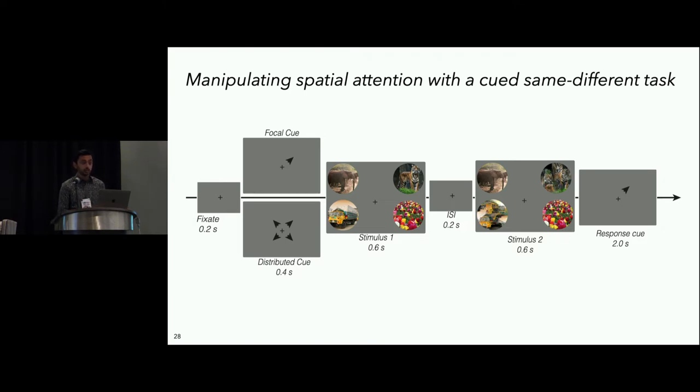So I want to highlight one big thing here, which is that subjects are keeping their eyes fixated centrally the whole time. So this means that any differences in performance are not attributable to differences in the visual input, since in all conditions, the retinal inputs are going to be exactly the same, and any differences in performance must be due to some internal covert attention process happening inside their brains.